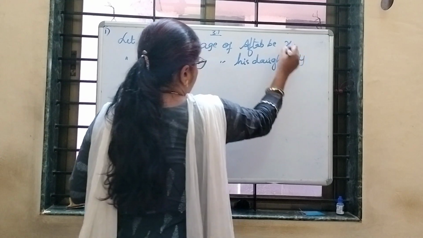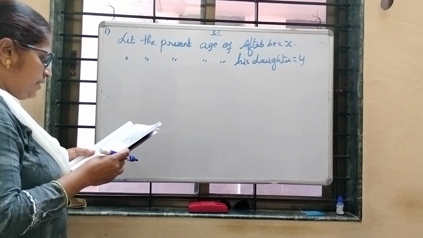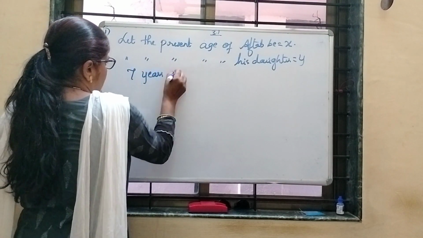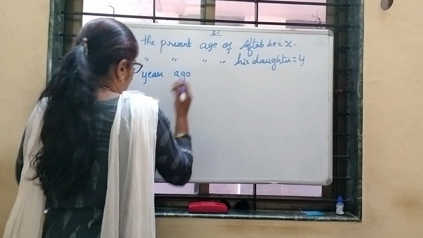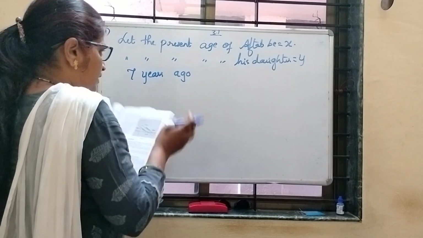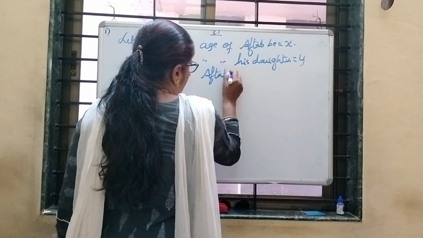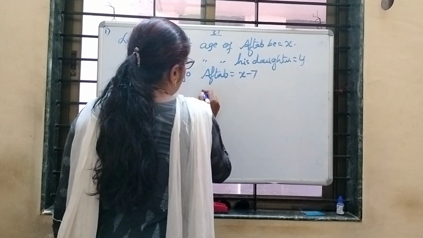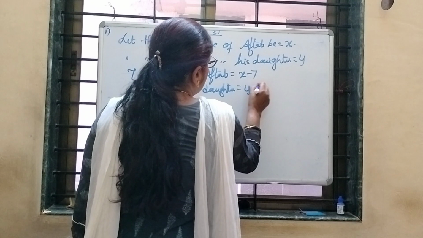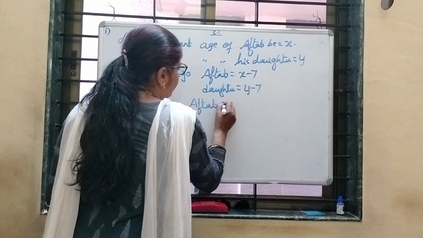His daughter we are going to take as y. Then what he tells: 7 years ago, Aftab was 7 times as old as she. That means 7 years ago Aftab will be x minus 7, and the daughter will be y minus 7.